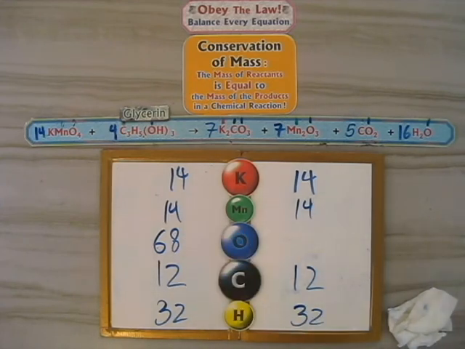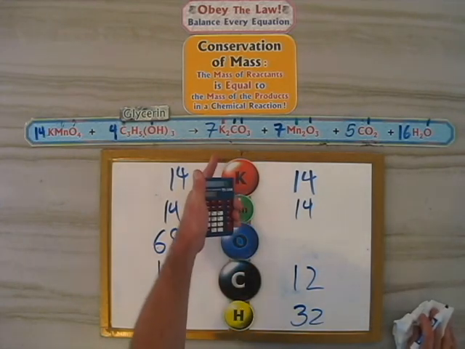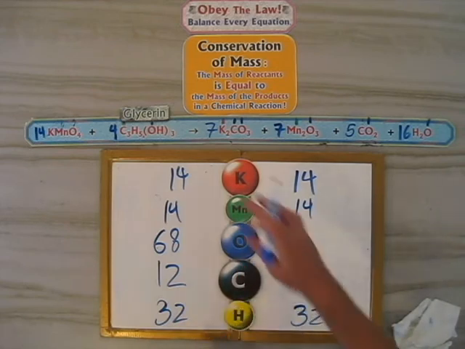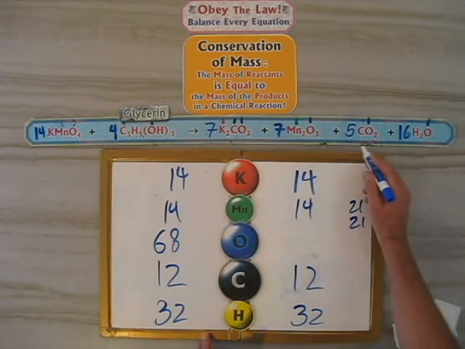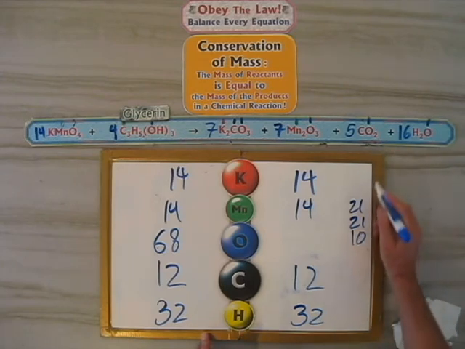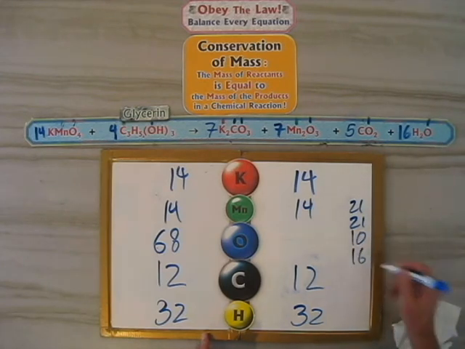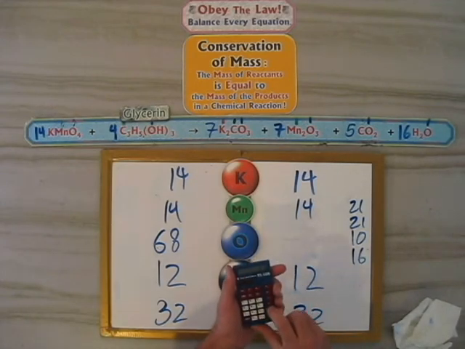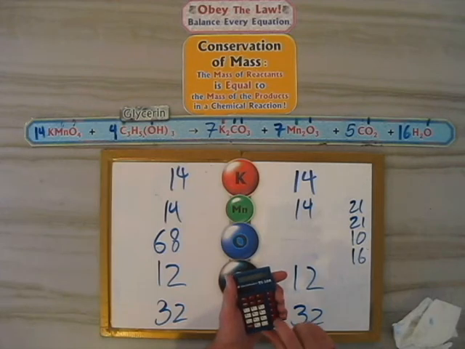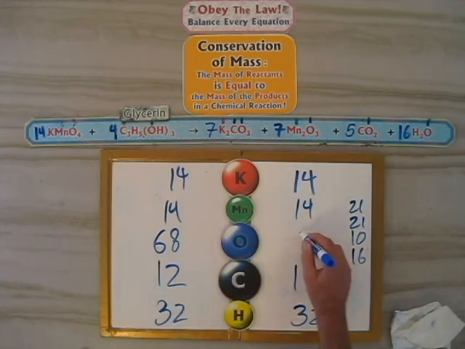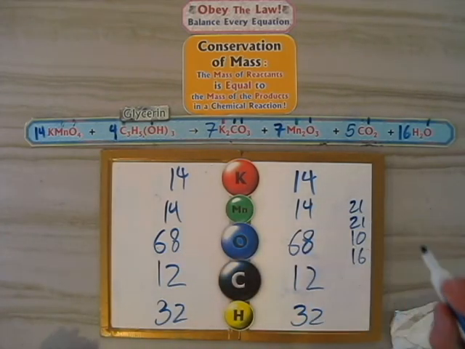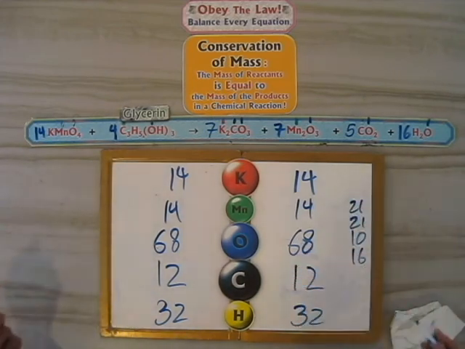That's a lot of oxygen. How many oxygen are on this side? Okay, so 7 times 3, 21. 7 times 3, 21. 5 times 2 is 10. And 16 more. Okay, well, let's see. 21 plus 21 plus 10 plus 16 gives, oh my gosh! Woo! 68! So, woohoo! Oh yes! Wait, let me double check this.